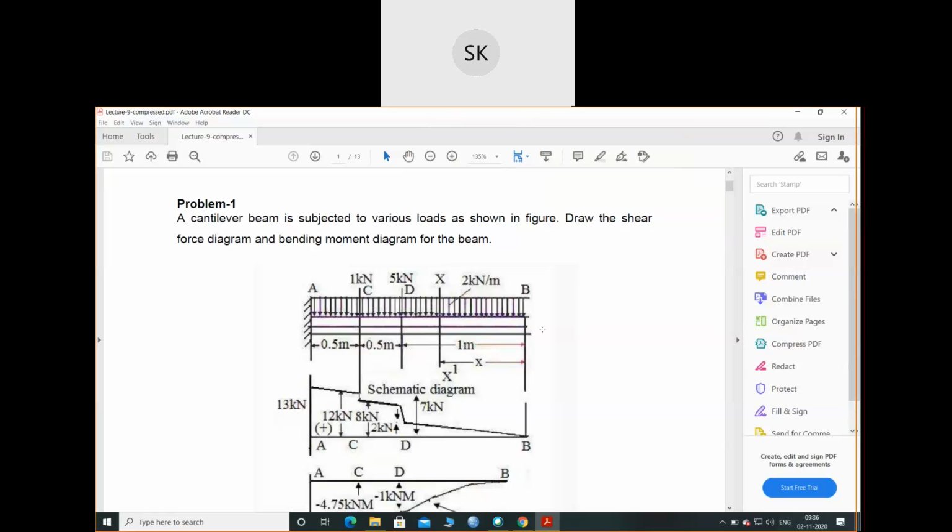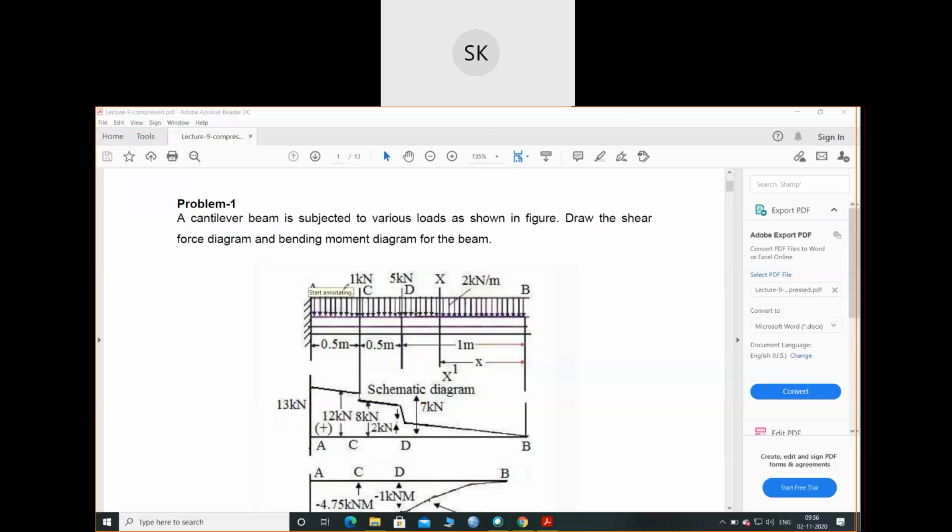Screen is visible now. I shared a problem 1. The cantilever beam is subjected to various loads as shown in the figure. Screen is visible? Okay. Yes, ma'am.